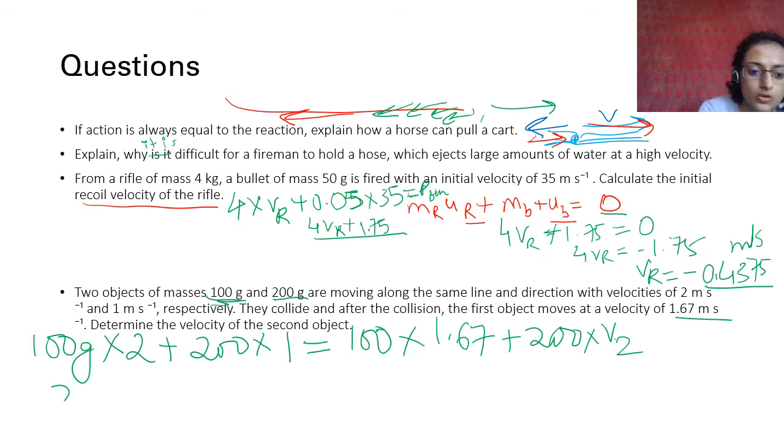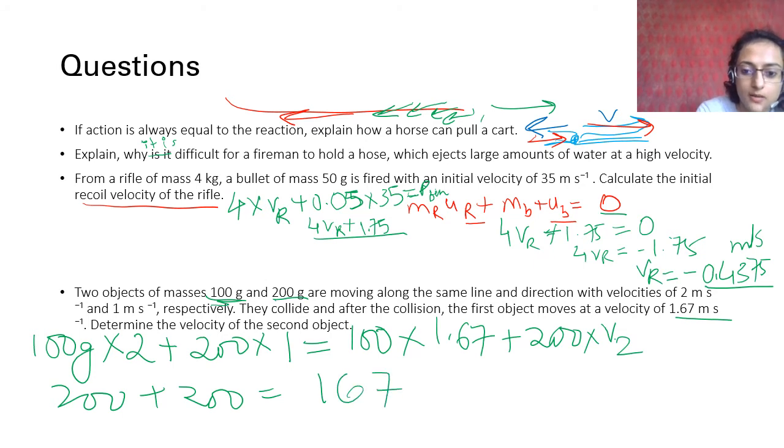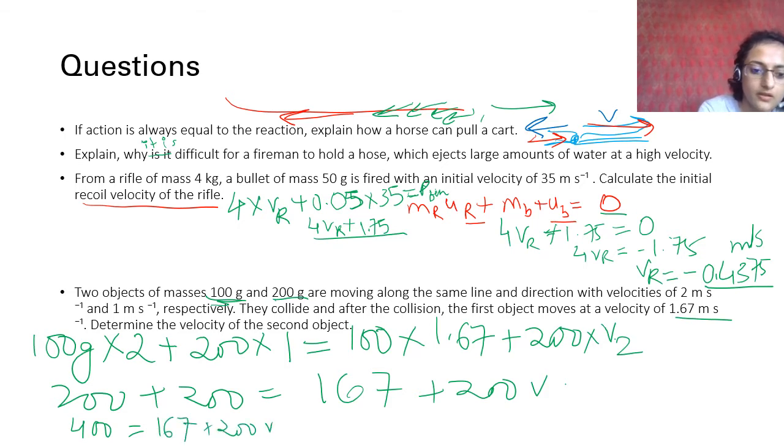What is this? 200 plus 200 is equal to 167 plus 200v. Okay. 400, I should have written smaller. 400 is equal to 167 plus 200v. Right? 200v is equal to 400 minus 167, 233. V is equal to 233 divided by 200.